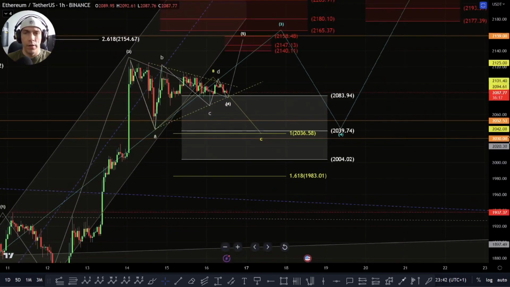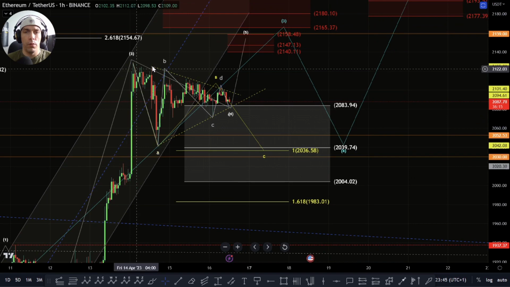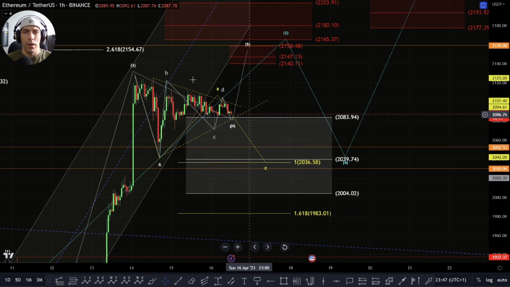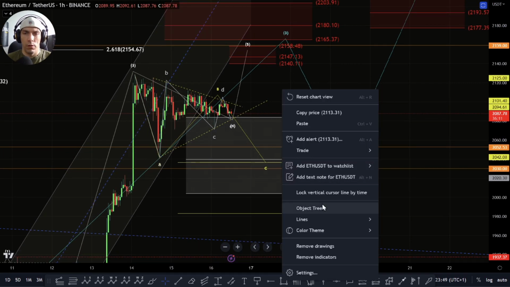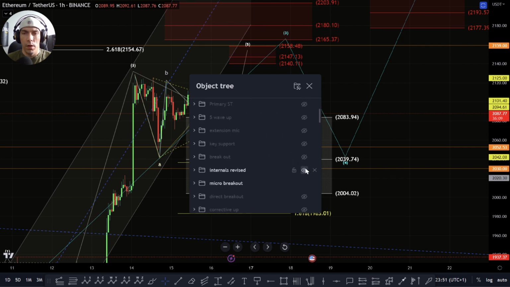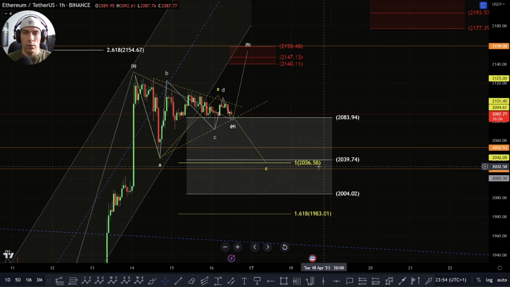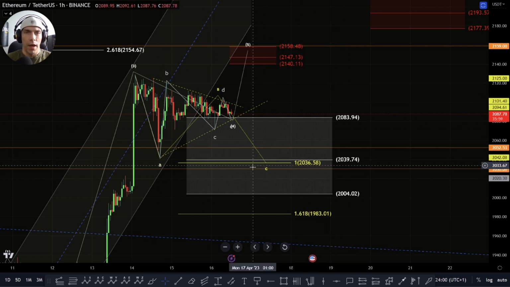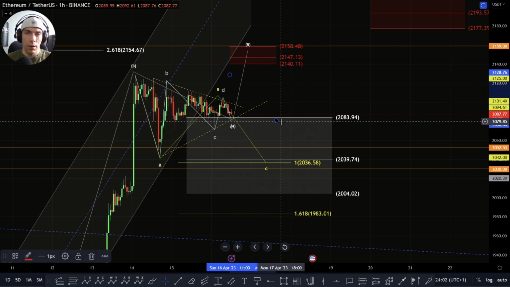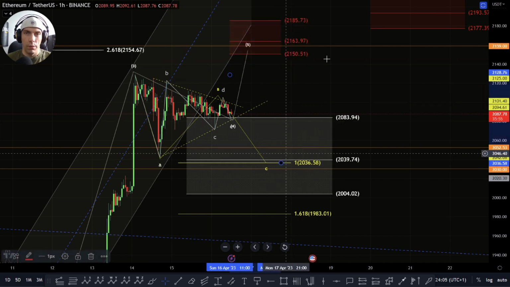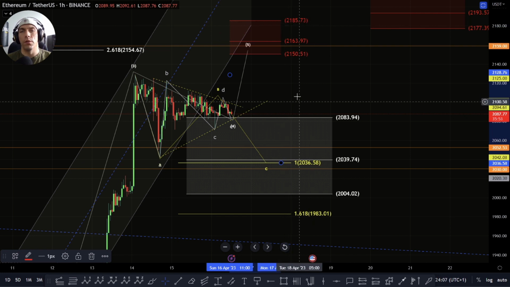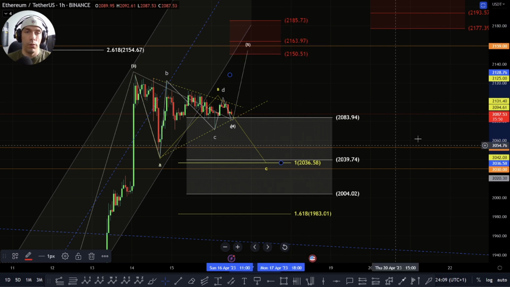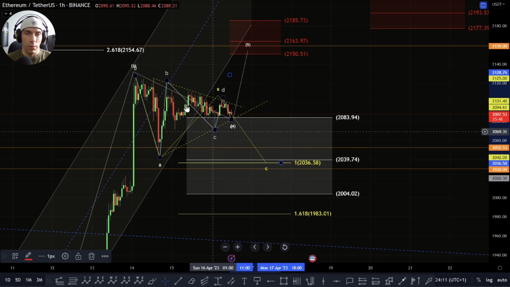Primarily, I don't want to really see a drop below this 2004 if we're looking for a fourth wave here. Key zones here that I'm looking at, I'm just going to turn this other one off for a second, would be this 2036, like I said. This 0.382 is an interesting area to be a retest of this low, and then looking for that fifth wave up. If we do come down as deep as that, potentially our fifth wave could look to push towards this 2185 to this 2150. But that's relying on this move not breaking down too deep.